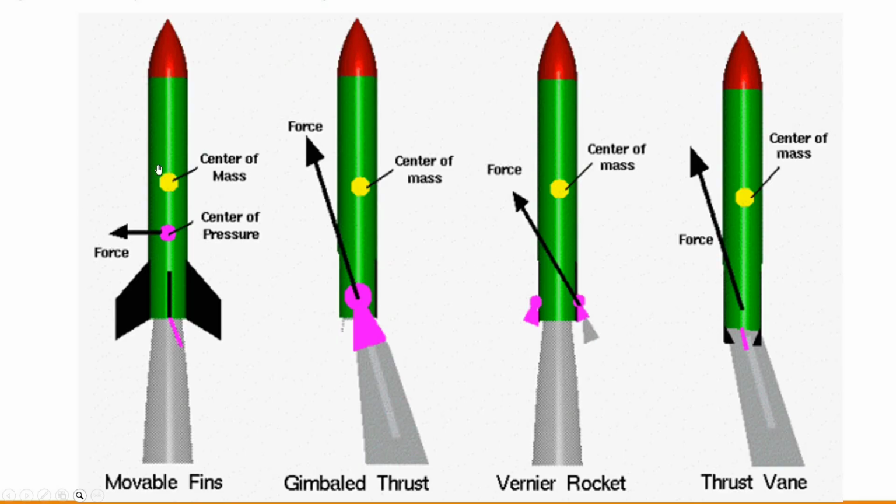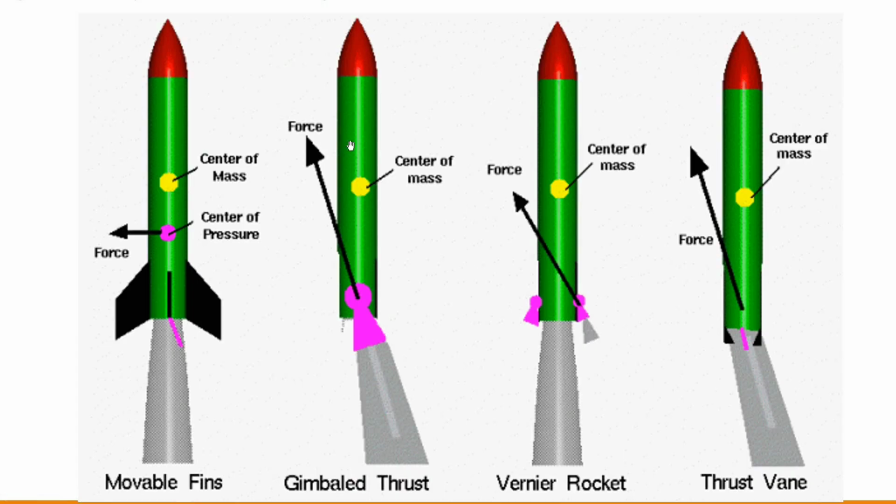This torque rotates the rocket to change its direction. For example, if a fin is deflected to the right, the resulting aerodynamic force will push the nose of the rocket to the right. This simple mechanical method was widely used before more advanced guidance technologies were developed.